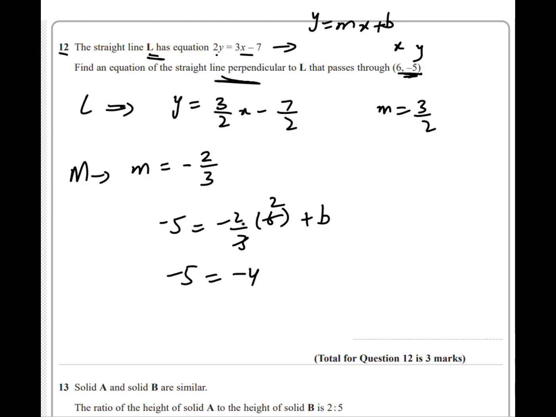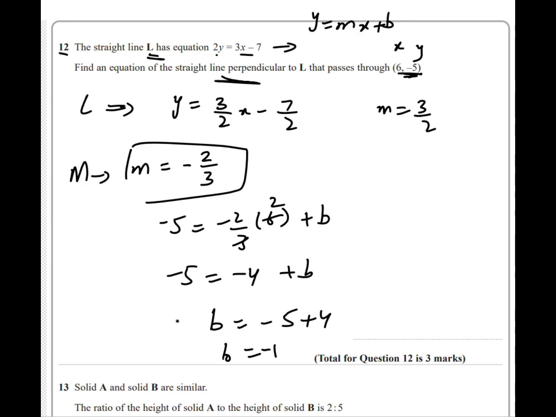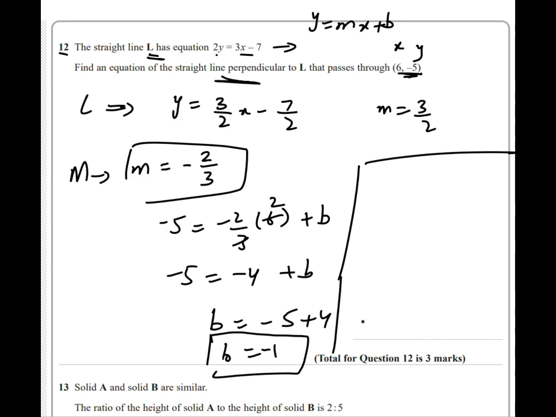It's going to be negative 4 here because 2 times 2 is 4 plus B. So B equals negative 5 plus 4, which is negative 1. So M is negative 2 by 3, B is negative 1. So we can easily make our new equation, that is y equals negative 2 by 3 x minus 1. This is your new equation of line that is perpendicular to L.